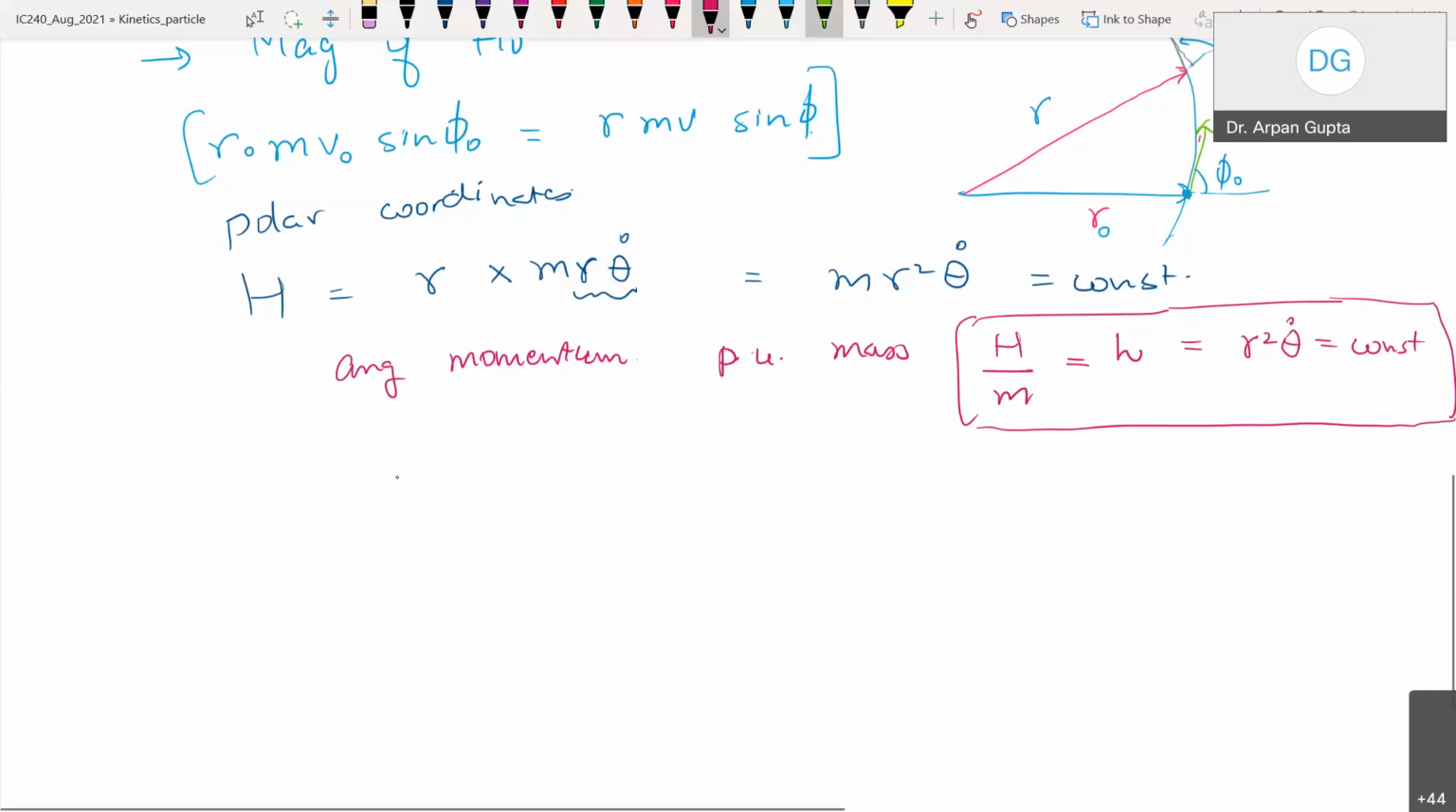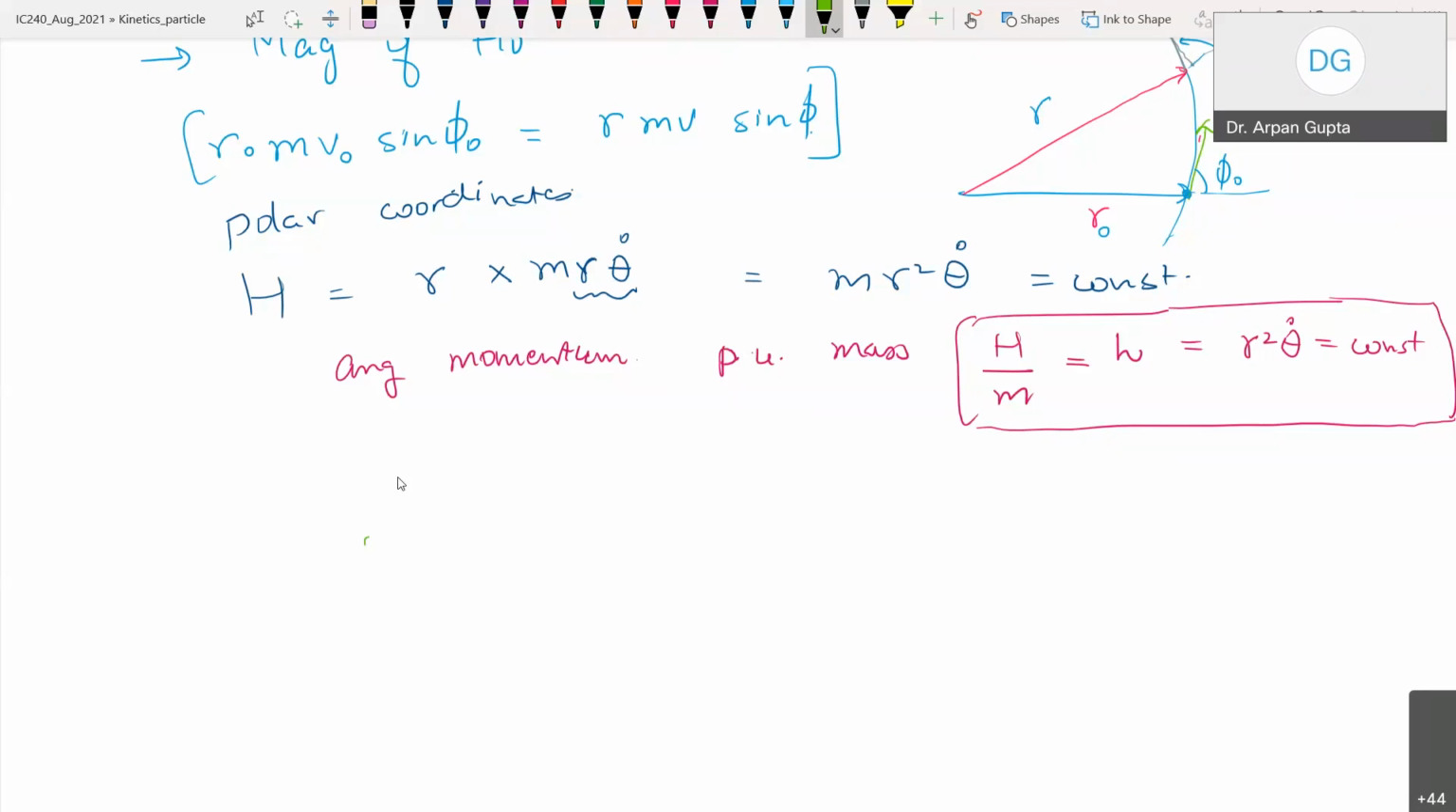Again, a very important expression. So this is your small h, angular momentum per unit mass. So I have divided this by the mass of the particle which is rotating, and this is equal to r square times theta dot, and this is constant.